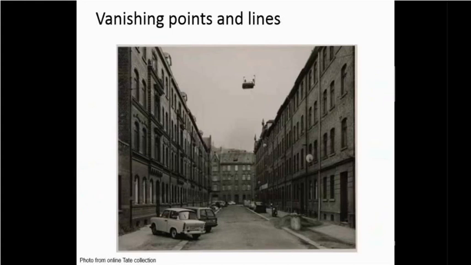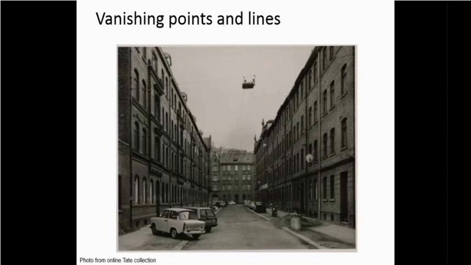So here's another example. What are the main vanishing lines here? And what are the main vanishing points? I can see some people going through the motions.